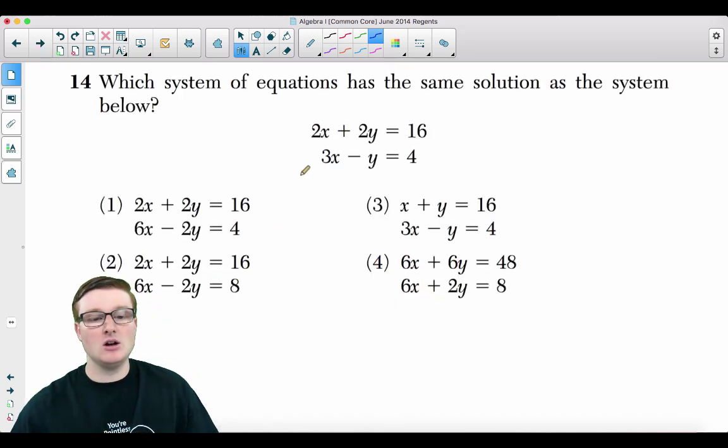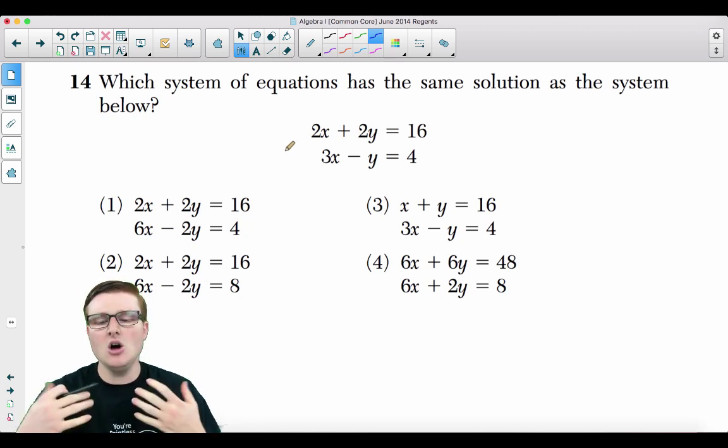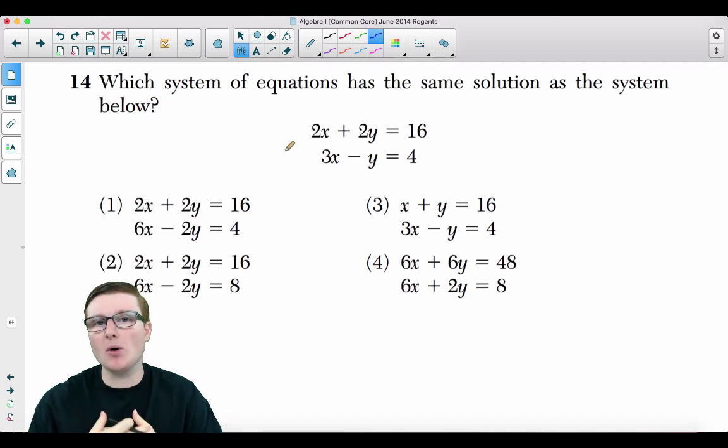Moving on. Which system of equations has the same solution as the system below? These questions show up all the time on the Regents exam in Algebra 1, and they're really testing your knowledge on whether or not you know how to multiply a line by a scale factor to result in the same line. What do I mean by that?